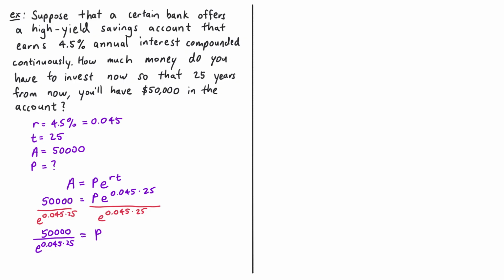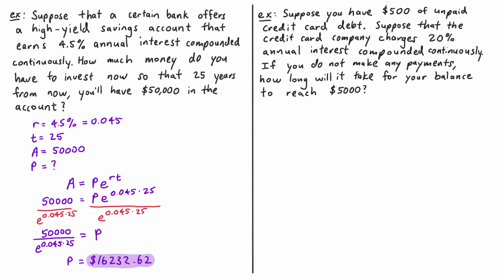Typing this into our calculators, we end up with P equals $16,232 and 62 cents if we round to 2 decimal places. So if we invest around $16,000 into our savings account now, 25 years from now, we'll have around $50,000. Let's look at one last example.